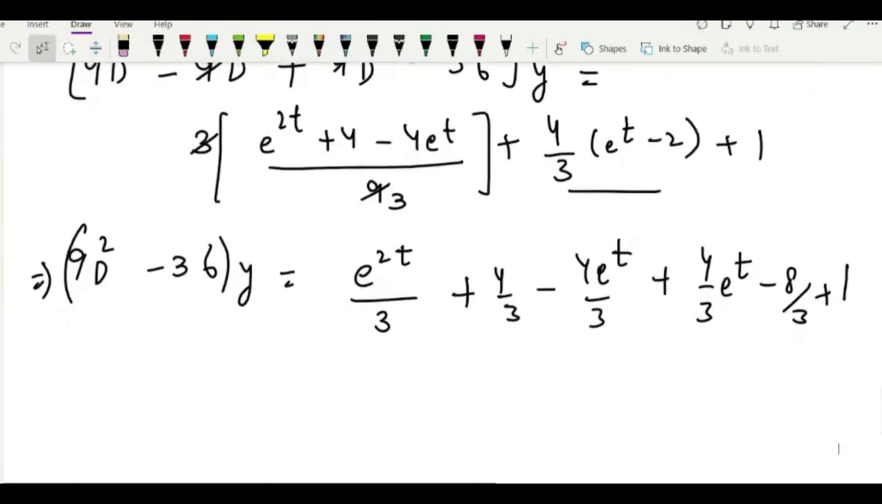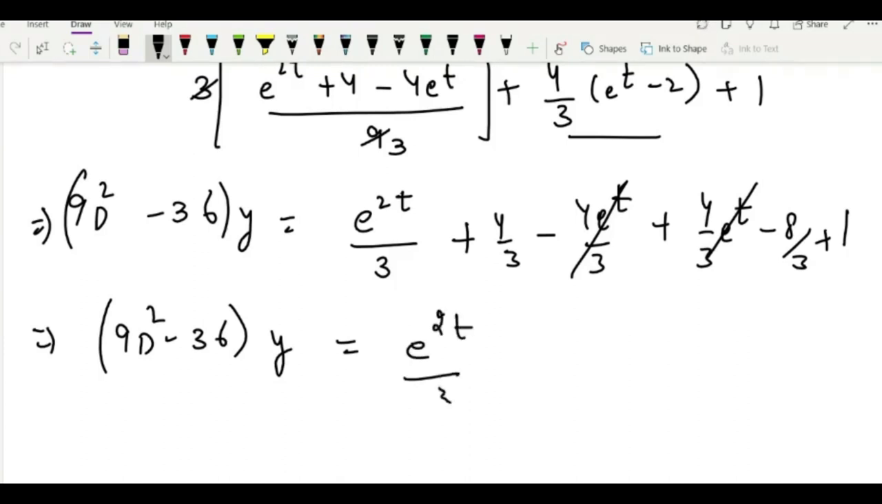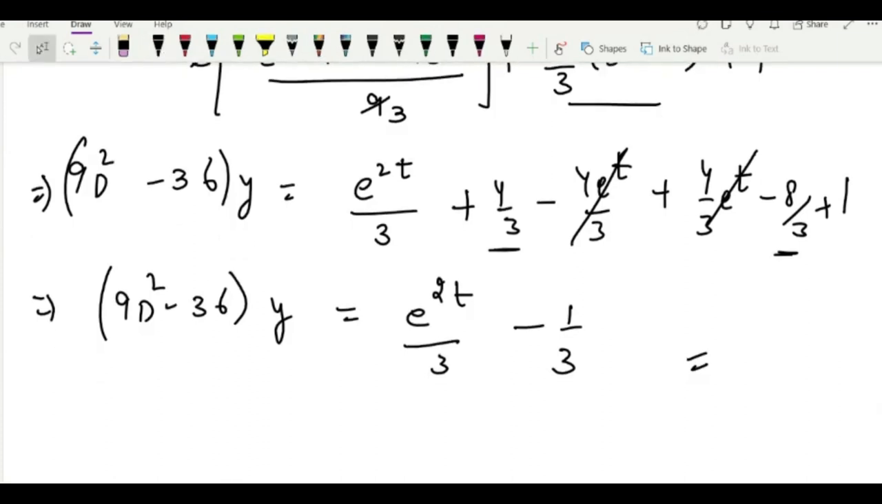So you can see from here, this will also cancel out and we get the final equation, which is a linear differential equation with constant coefficients and which has a non-homogeneous part also. This will become minus 4 by 3 plus 1, that is minus 1 by 3. So this is our constant coefficient equation.